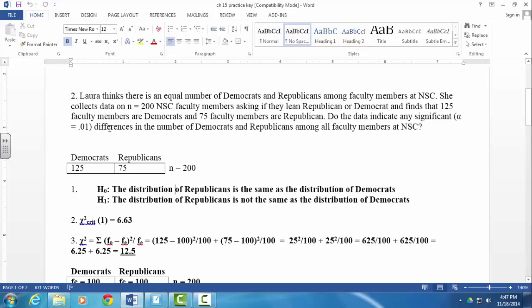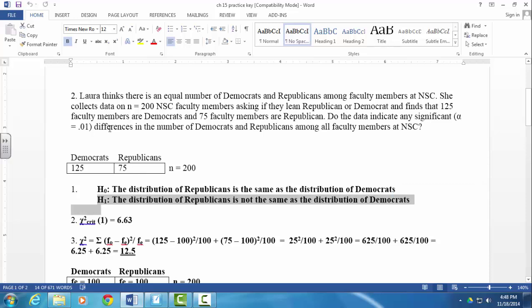Now, one thing I want to mention. Traditionally, the null hypothesis goes against our expectations, because typically our expectation is that there is a difference. But in this example, she doesn't think there's a difference, so her expectation is that there is an equal number. The null hypothesis is still that there's an equal number, or that the distribution is the same, because the null hypothesis is always saying there is no difference. It's just this time she's expecting the null to be true, and that's kind of rare. Then the alternative is that the distribution of Republicans is not the same as the distribution of Democrats.